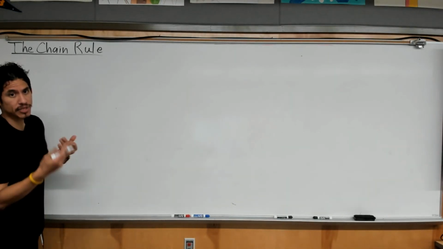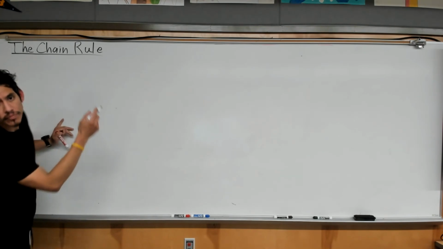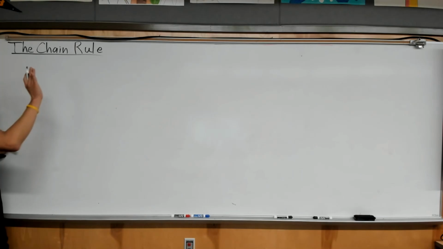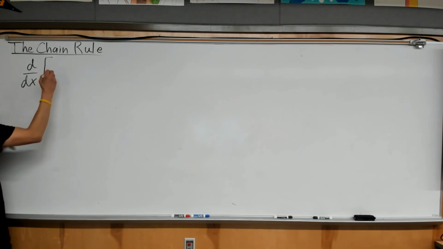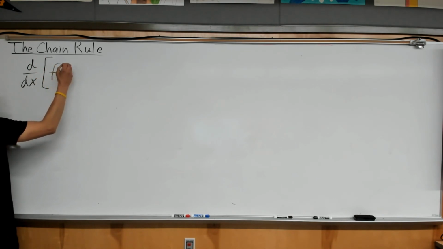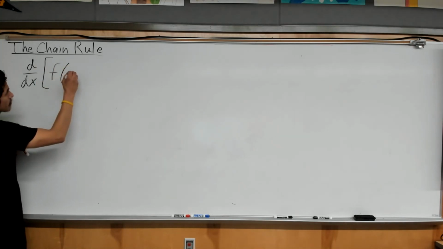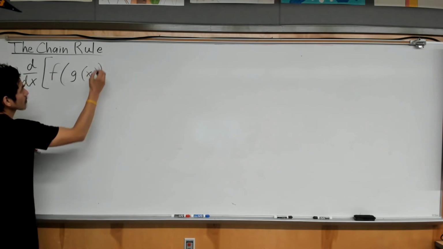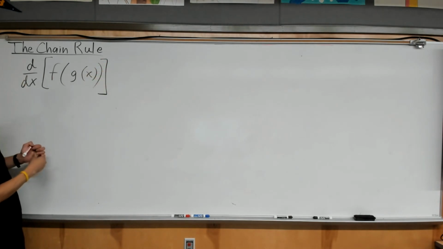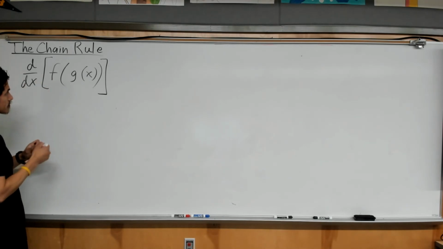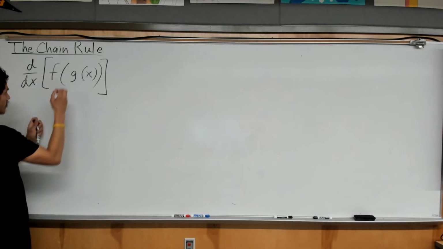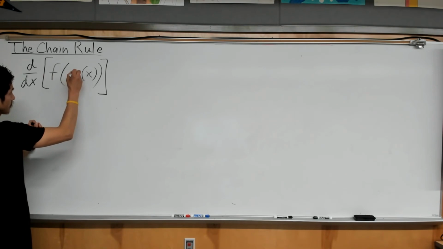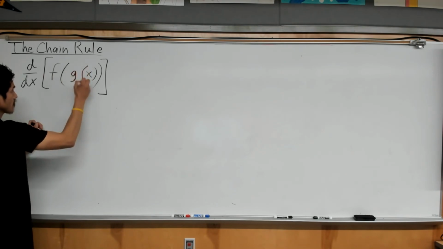This is gonna be dealing with when you've got a composite function. So you won't be able to see me for a second, but I'm here. You want to take the derivative of a composite function. Let's say you have f of g of x. You want to take the derivative of this. So the inside function is the g of x. Let's put that in red.